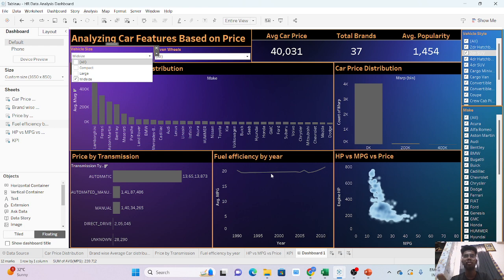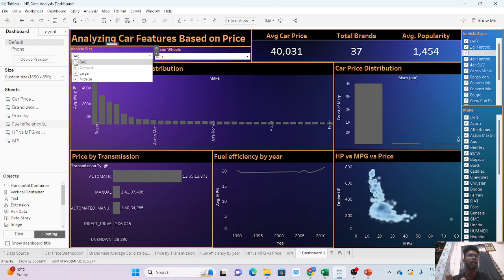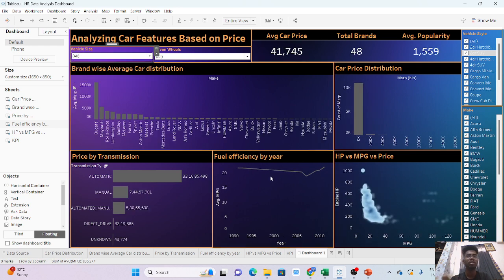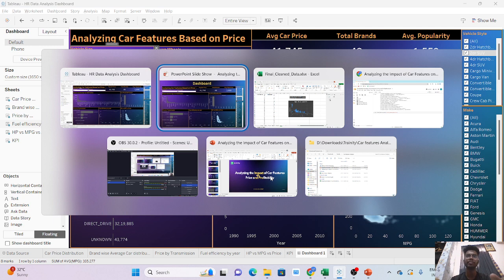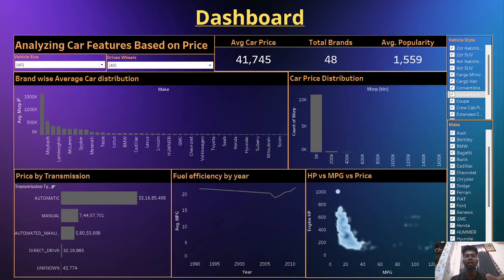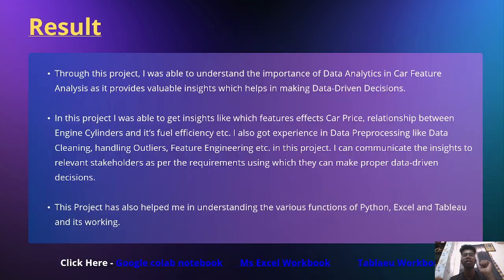Then fuel efficiency, you can see that. These are all the insights that we collected from the dashboard. This is the final dashboard, which I tested in the presentation. So we have come to the results.